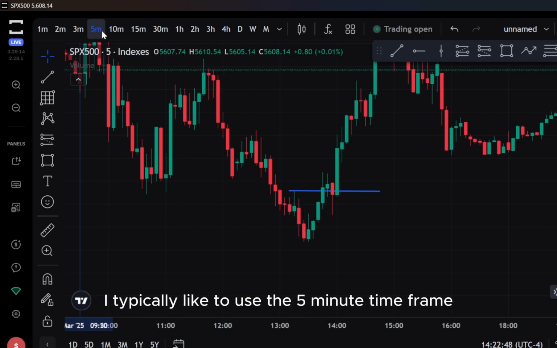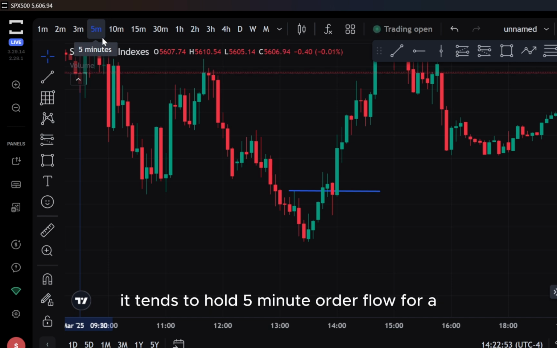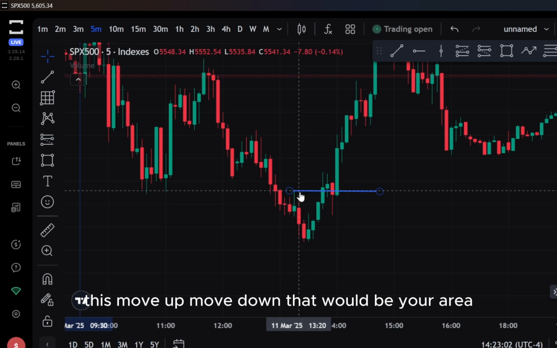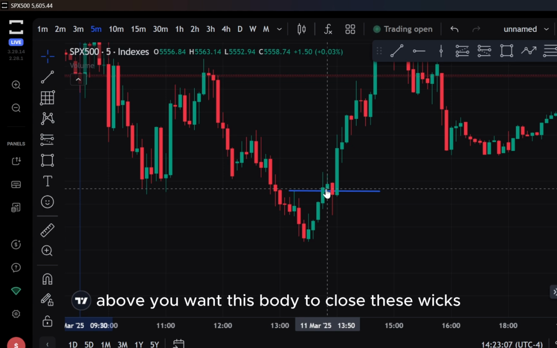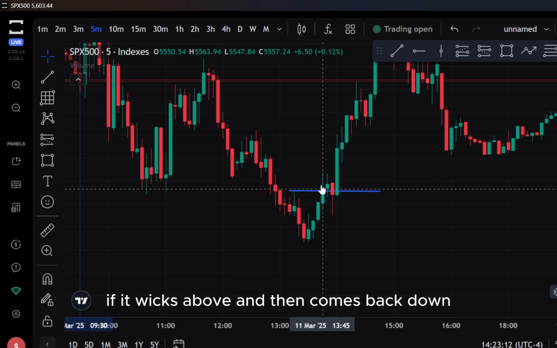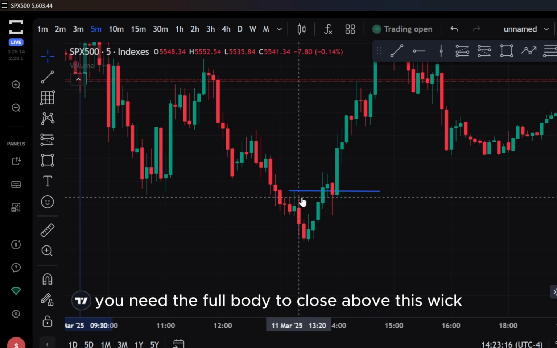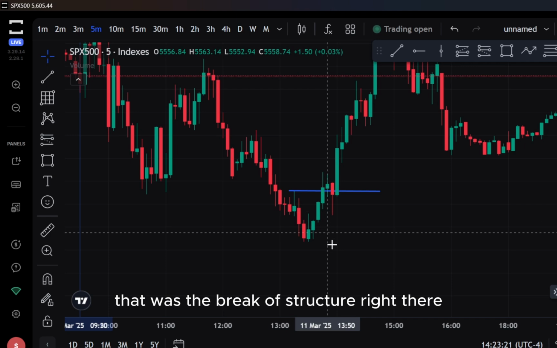I typically like to use the 5-minute time frame because once you break 5-minute order flow, it tends to hold for a good amount of time, at least enough for you to make a good amount of profit. So once you have this move up, move down, that would be your area where you want a 5-minute candle to close above. You want the body to close. If it wicks above and then comes back down, that's not a break of structure. You need the full body to close above this wick. And once it did that, that was the break of structure right there.